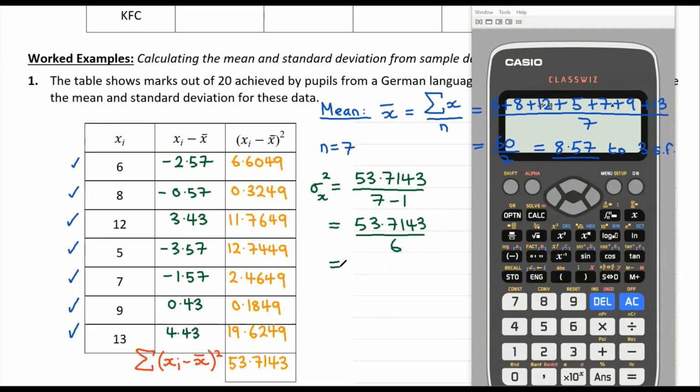sorry, it's slightly obscured. In fact, I will just erase some of it. We've got the mean already, it's 8.57, so I'll just erase that so we can see the screen a bit more clearly. Okay, so let's put the numbers in. So we've got 53.7143. We'll divide that by 6. Okay, now this is the variance.